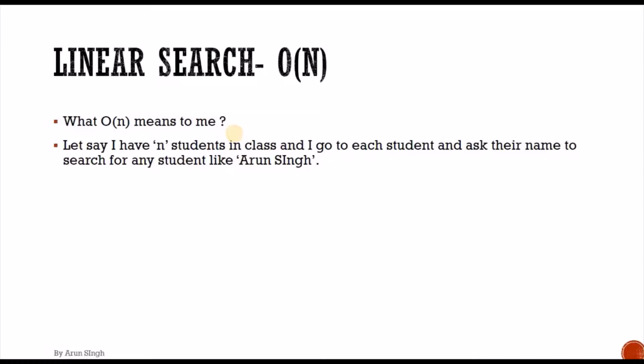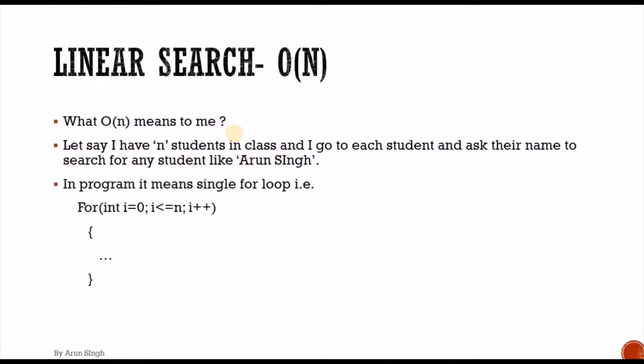When it comes to development, when it comes to Java programming, there is a for loop where you will have i equal to 0 and i less than or equal to n. That is maximum value n. You have a big O notation of n.